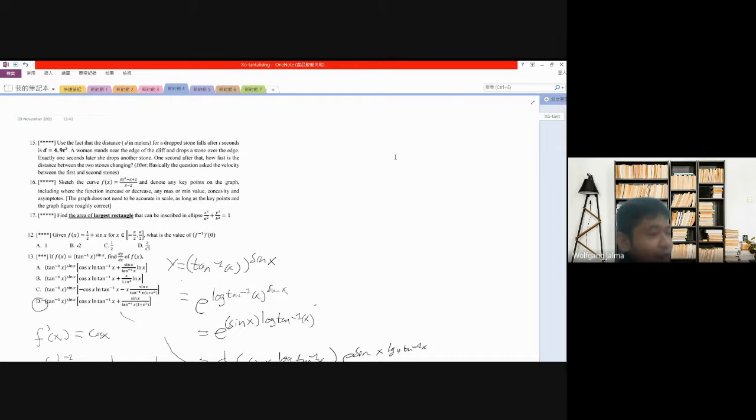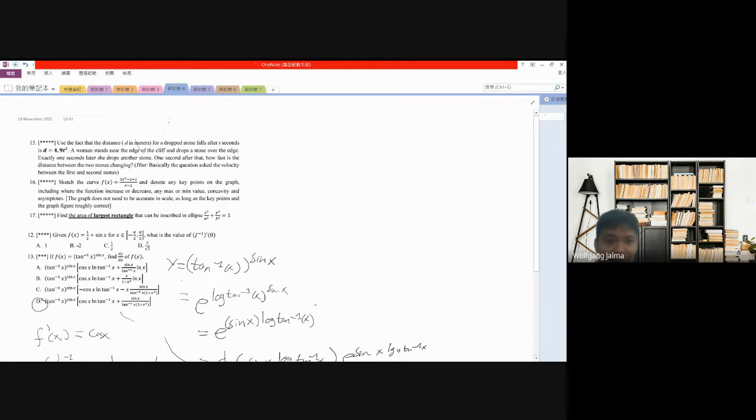Yes, if 0, right? Because the distance of the two stones doesn't change. So basically we try to find the difference in velocity between the two stones, right? Yep. Okay.